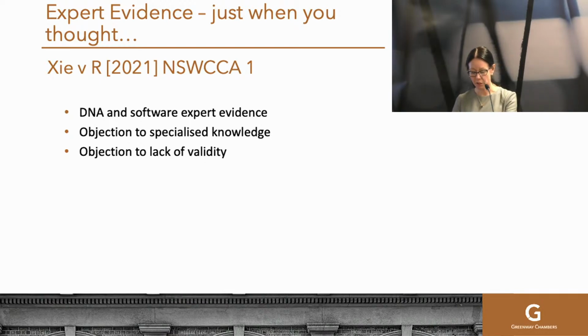The second objection was a bit more of an unusual one and quite interesting for all of us because the objection was that his opinion didn't fall within Section 79 because there was a lack of validation of the software on which his opinion was based. Now, the court dealt with that in 2 different ways.